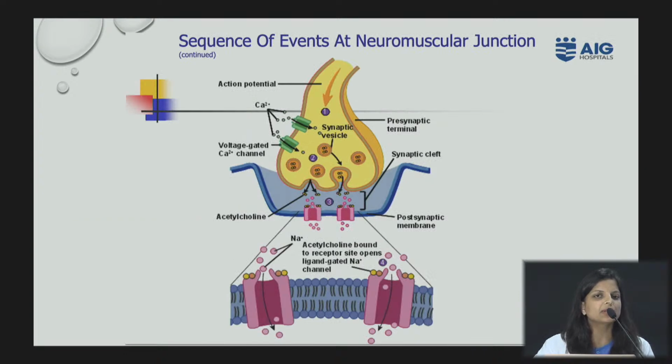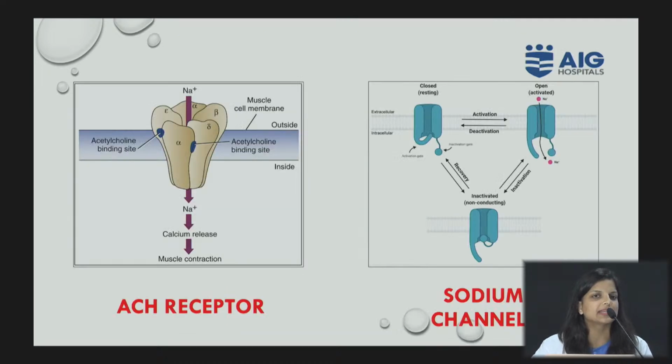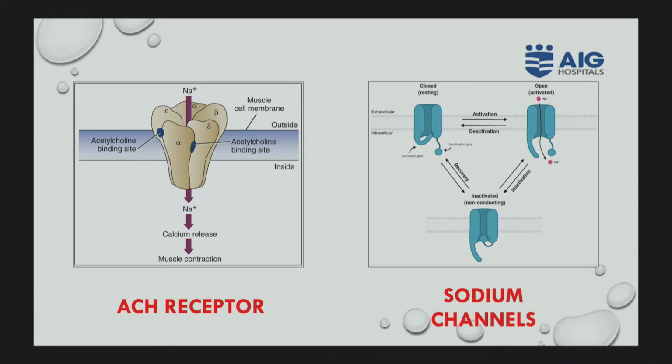Whenever there is an action potential, because of the calcium influx, the acetylcholine vesicles are released into the synaptic cleft, that is the junction between the two membranes, and then these go and attach to the acetylcholine receptors. Whenever they attach to the acetylcholine receptor, sodium moves inside the cell and potassium moves outside.